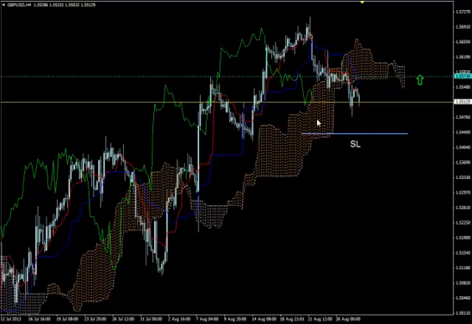We see that the pair made some upward move after we entered, but then it moved sideways and made the plunge yesterday, from which it started recovering, and now we see some bearish candlesticks again.